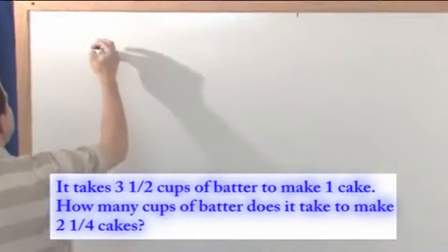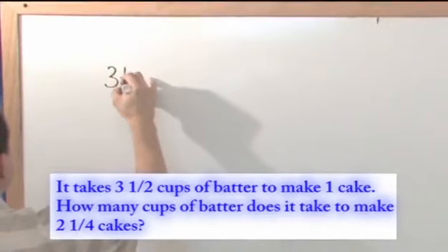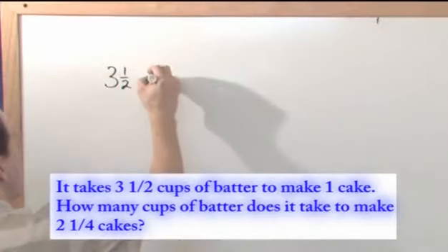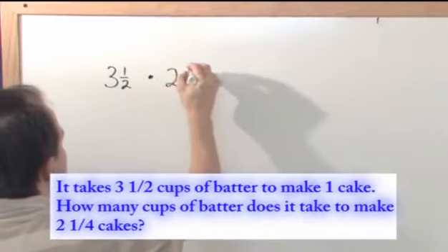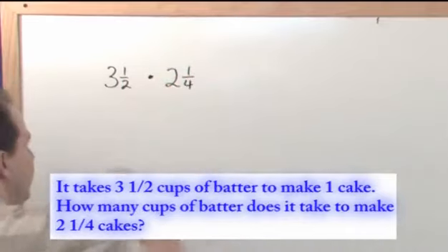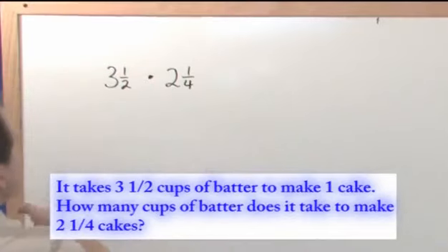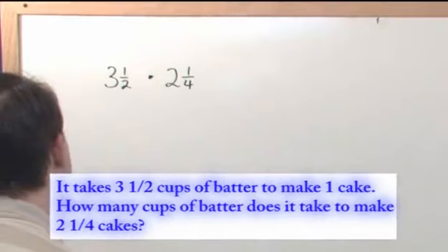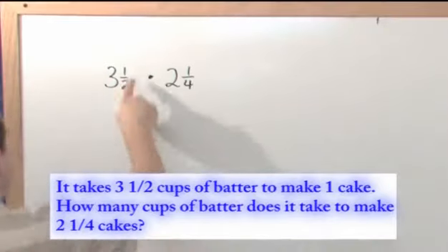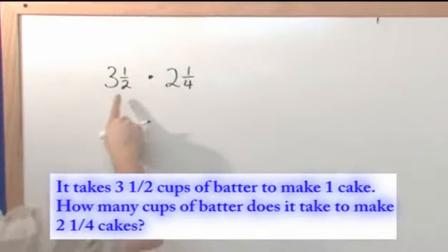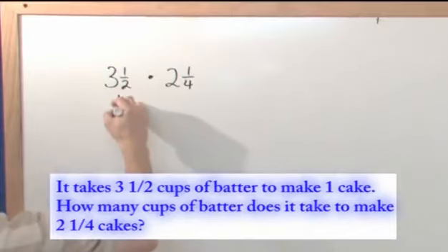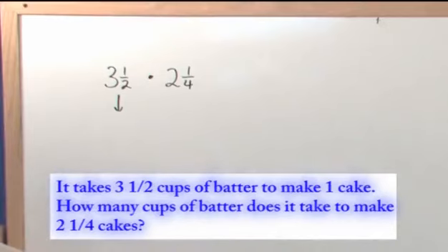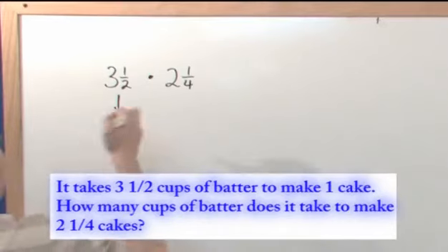We know that it takes 3.5 cups of batter to make 1 cake. But we don't want to make 1 cake. We're going to multiply by 2.25 because we're actually trying to make 2.25 cakes. Okay? So this is what we're doing. We're multiplying 3.5 times 2.25. And how do we do that? Well, we have 2 mixed fractions. Okay? So we want to convert these to improper fractions, and that makes our multiplication really easy. So let's do this. How do we convert this?